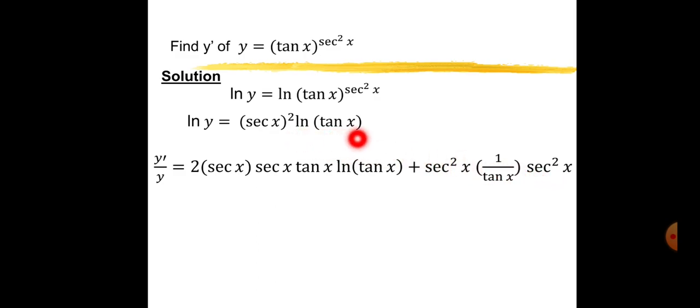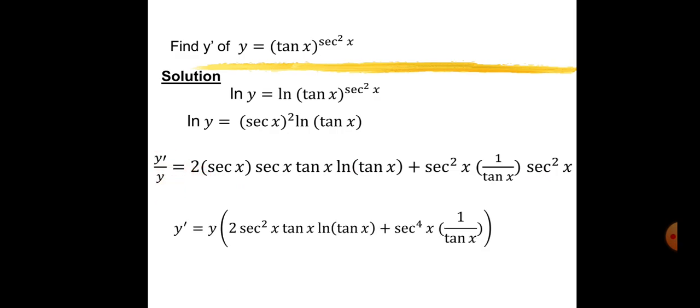So ln tan x: 1 over tan x times the derivative of what's inside, the derivative of tan, which is sec squared x. Now you can find y prime by multiplying both sides by y. So we have y prime equals y times all this bracket. You can simplify, you can write this y as tan x to the power sec squared x if you want.